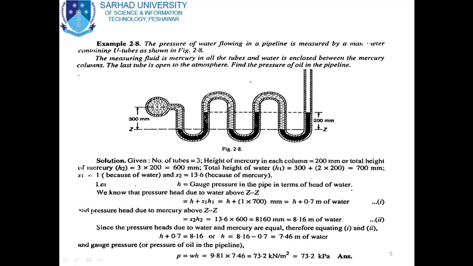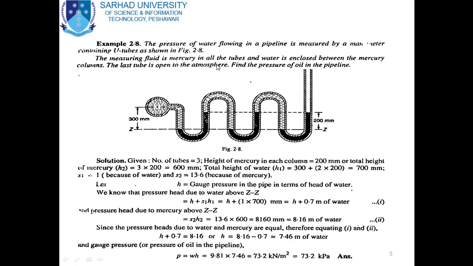Next example is 2.8, and the statement of the problem is: the pressure of water flowing in a pipeline is measured by a manometer containing U-tubes as shown in figure 2.8. The measuring fluid is mercury in all the tubes and water is enclosed between the mercury columns. The last tube is open to the atmosphere. Find the pressure of oil in the pipeline.